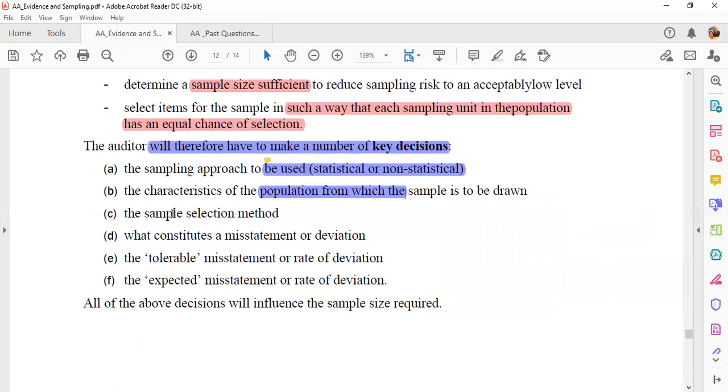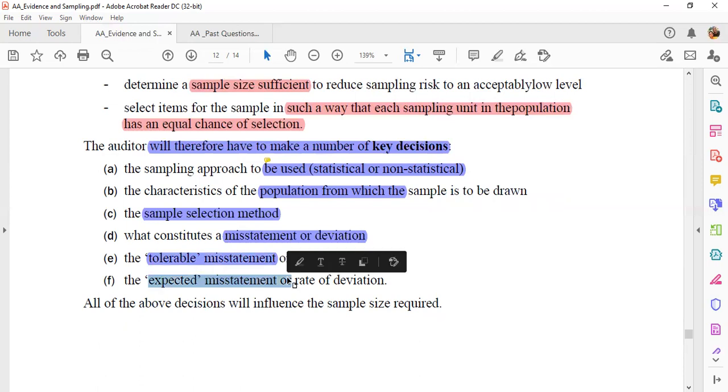The sample selection method: are you using random, systematic, monetary, haphazard, or block selection? What constitutes a misstatement or a deviation? You have to ask yourself: what is your tolerable misstatement? What is your expected rate of misstatement? You need to ask yourself this.